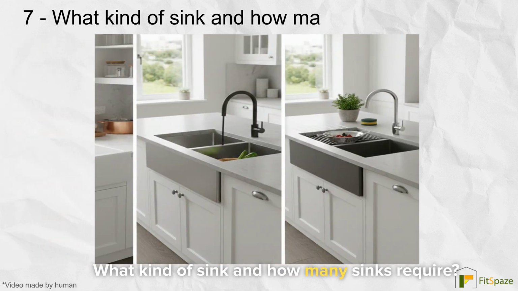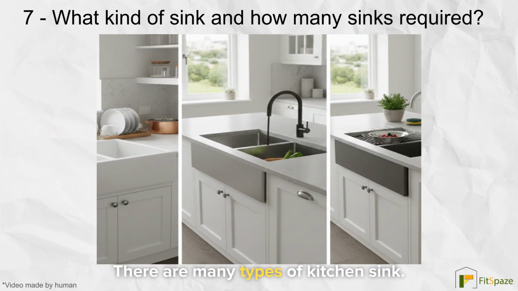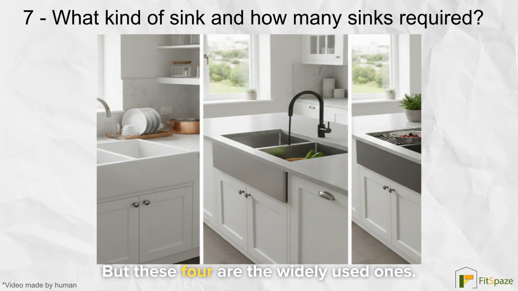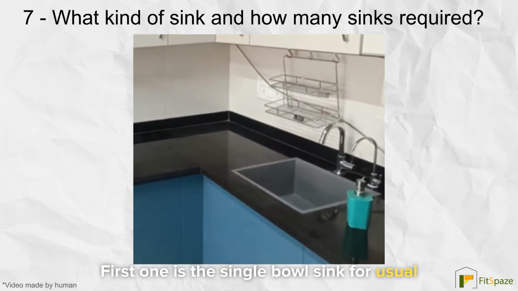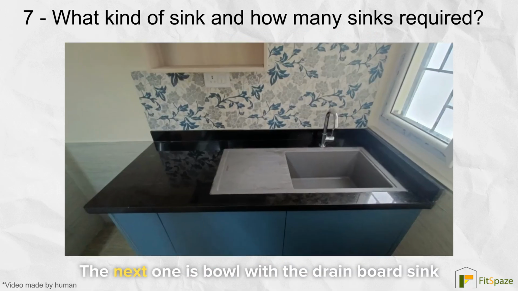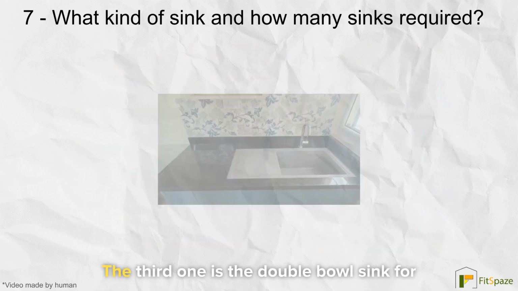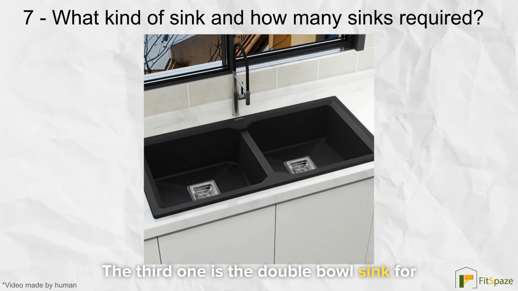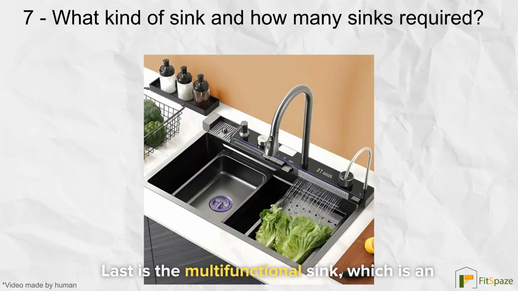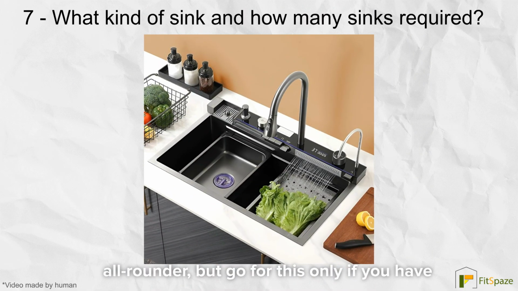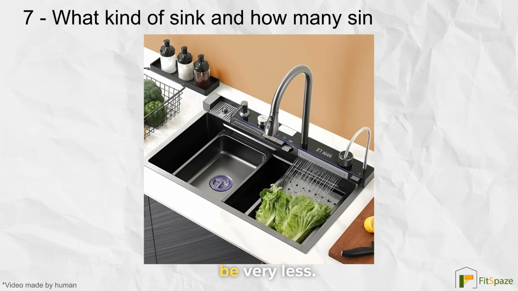What kind of sink and how many sinks required? Sink is an extremely personal choice. There are many types of kitchen sink, but these 4 are the widely used ones. First one is the single bowl sink for usual washing purposes. The next one is bowl with a drain board sink where you can drain the washed vessels. The third one is the double bowl sink for washing veggies and utensils separately. Last is the multifunctional sink, which is an all-rounder. But go for this only if you have pressure pump. Otherwise, the water flow will be very less.